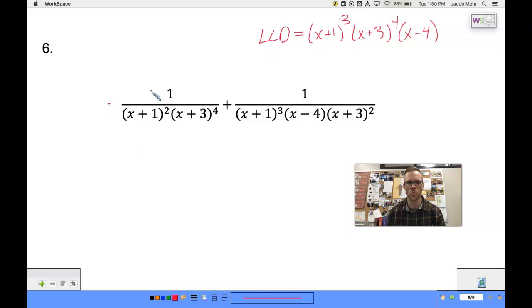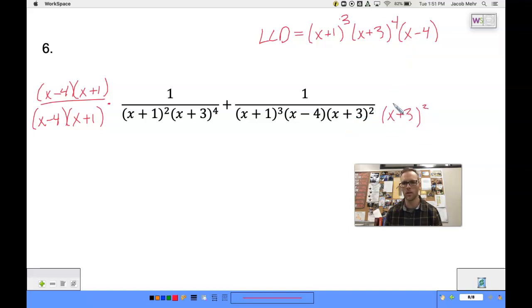So this fraction, what does it still need? It needs another x plus 1 to get to that x plus 1 cubed. It also needs the x minus 4. So this fraction needs x minus 4 times x plus 1 on the numerator and denominator. What does this one need? It already has x plus 1 cubed. It already has the x minus 4. It has x plus 3 squared, and we need 4 of them. So we need another x plus 3 squared here. So what I would do then is I would write these as the least common denominator, I would FOIL that, and then add the numerators and go from there. But at least we got the setup on that one for you.